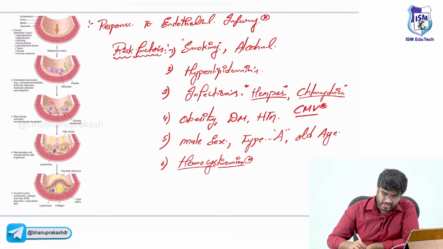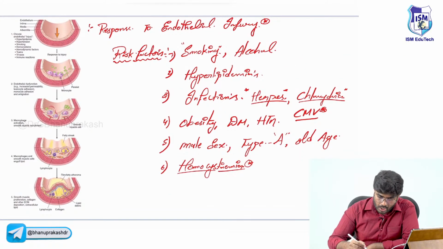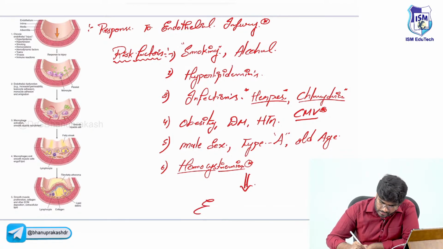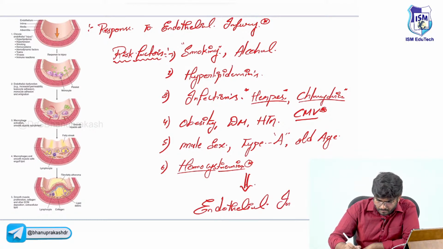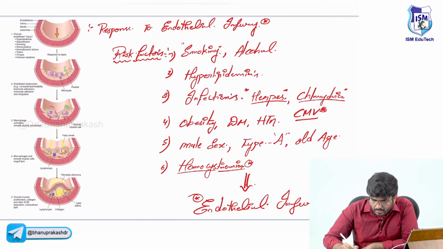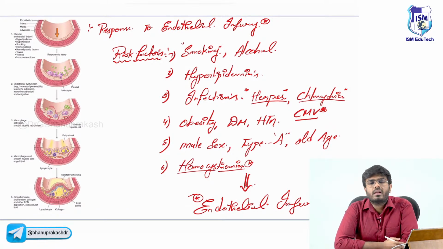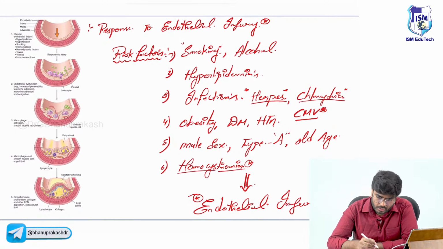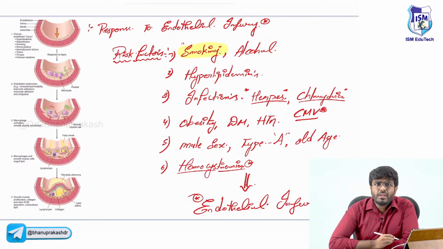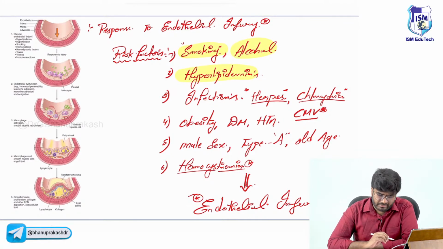See, in all these conditions, what I have explained you, these are all the risk factors. All these risk factors at the end of the day, what will they do, sir? They will cause endothelial injury. Now, you should know which of the following are the modifiable risk factors and which are the non-modifiable risk factors. For example, which risk factors you can modify, which are under your control? Sir, smoking, you can control it. Alcoholism, modifiable. Hyperlipidemias, you can control your lipid levels.